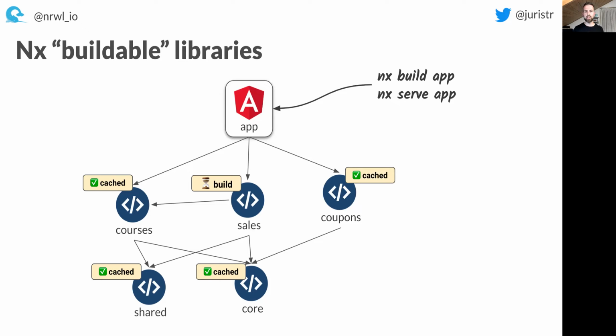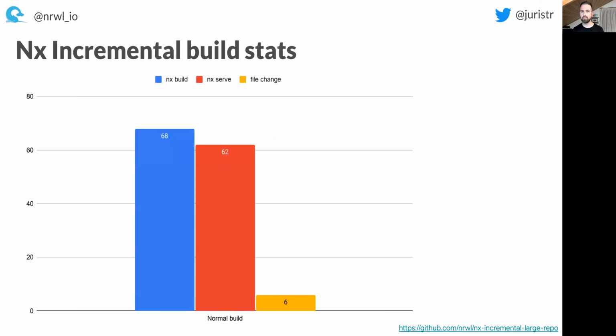And so now you can see how this already improves the build performance a lot, because we have really just to build one single sales library in this case. And this is actually what the whole incremental builds concept is about. And so if you look at some statistics here, this is just a normal build. This is what you would have nowadays with an Angular CLI build or an NX build, where you just execute NX build, right?